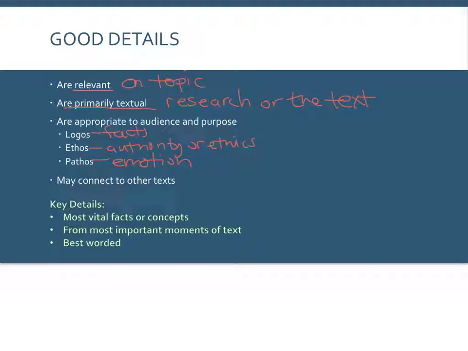As far as connecting to other texts, you'll see this primarily in literary analysis or in research pieces. If you can bring in multiple texts within one paragraph and show connections between them, that's a great use of details. But you're certainly not going to see that in every single piece that you do. Persuasive writing, in fact, you may not use it very often.